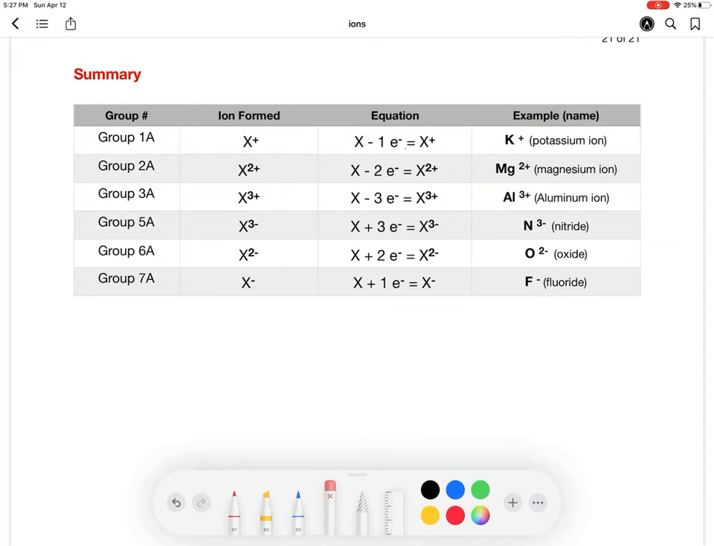And at the end, I have a summary for you here. Elements of group 1 have to lose 1 electron, group 2 lose 2, group 3 lose 3, group 5 gain 3, group 6 gain 2, group 7 gain 1. And the idea is to have 8 valence electrons, and those are the names. The name of the cation is the same as the name of the element. For the name of the anion, you have to add the -ide at the end.